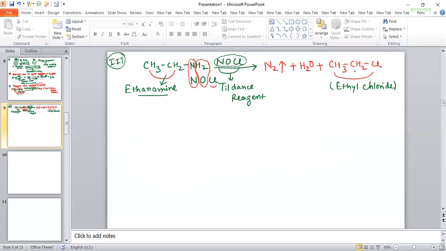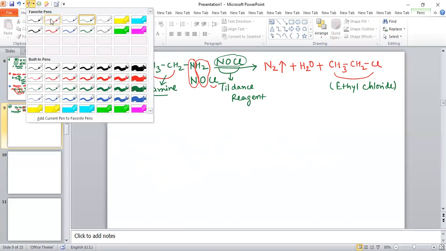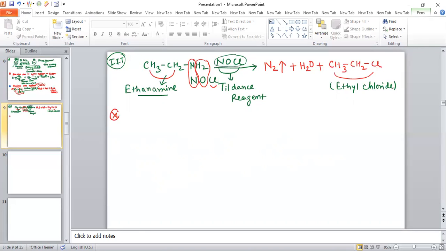Now some more reactions of amines, some more chemical properties of amines. So next we are going to discuss another chemical property of amine, that is the reaction of amine with aldehyde. The next chemical property is the reaction of amine with aldehyde.